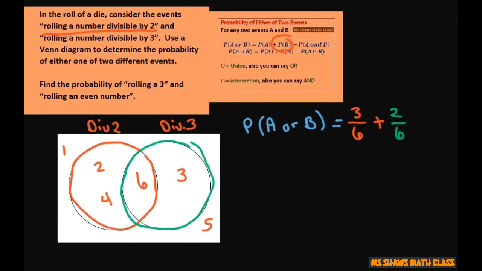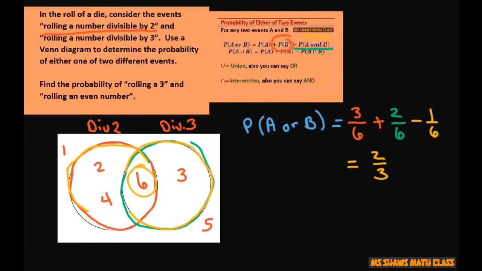Now we have to subtract the probability of A and B because we've counted this 6 twice. We counted it in this circle and we counted it in this circle. Since we counted it twice, we have to subtract out the one that's divisible by both 2 and 3. So that's going to be 1/6. Now, when you add all that up, you're going to get 2/3. So that's why we subtract the intersection, because you don't want to count it twice.